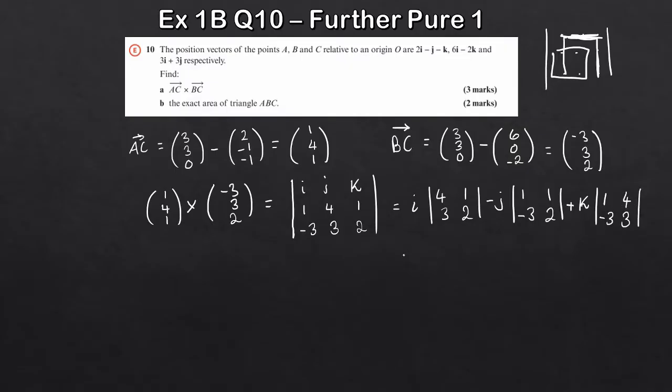Okay, so as easy as this. All you need to do is work out your individual 2 by 2 determinants. Well, let me just double check if I made a mistake.